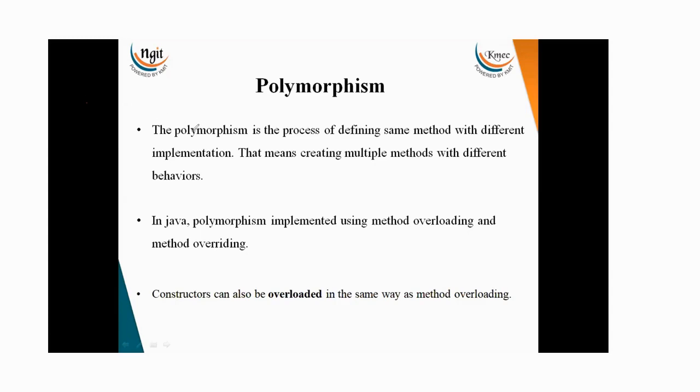Better, polymorphism is a process of defining the same method with different implementations. This means creating multiple methods with different behavior. That is nothing but polymorphism. So in Java, polymorphism can be implemented using method overloading and method overriding.